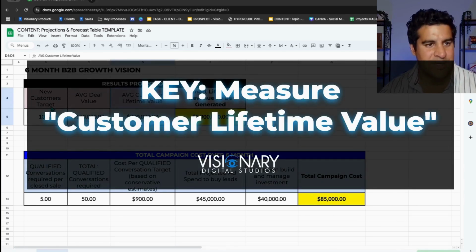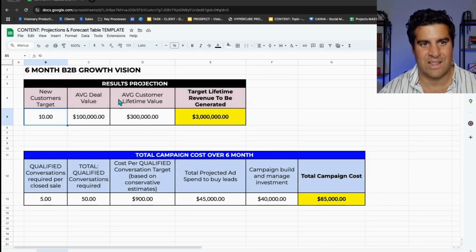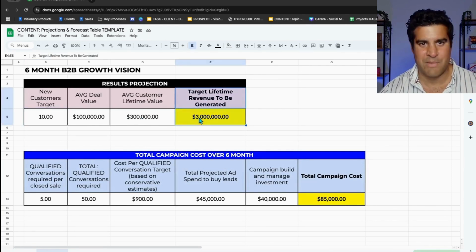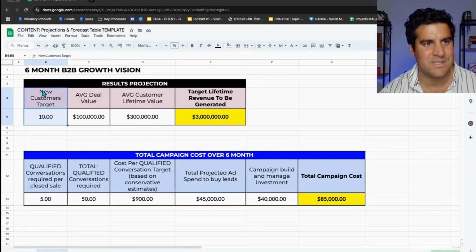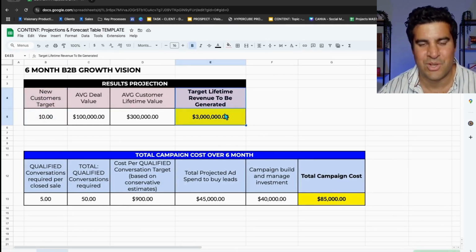And so when you bring in 10 customers, you're not bringing in 10 100K deals, you're bringing in 10 times that average customer lifetime value into the business. So in this example, it's 3 mil. So if you attract 10 customers during that 6-month growth campaign, you're actually bringing 3 mil into your business.